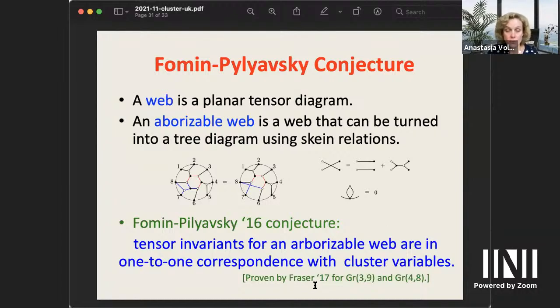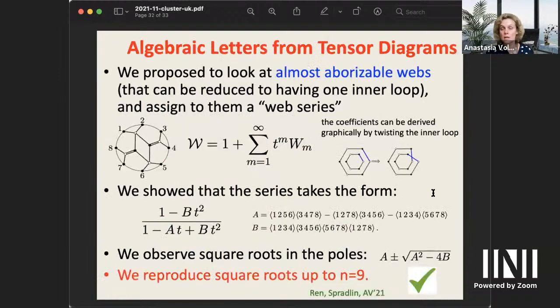My understanding is that this was proven by Fraser for Gr(3,9) and Gr(4,8), but correct me if I missed any citations here. So, okay, very good. So this is well known. Now, what does that have to do with physics and with amplitudes?